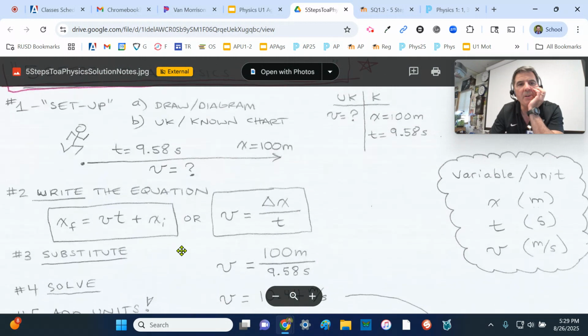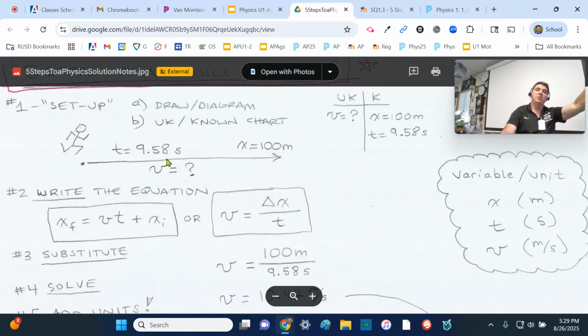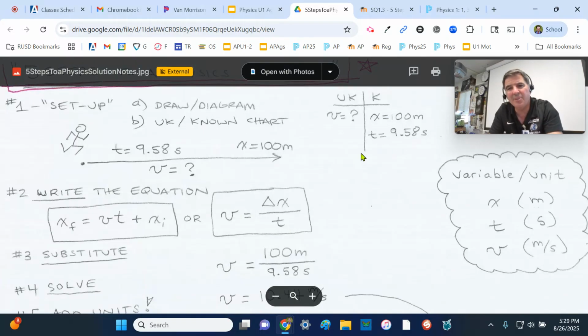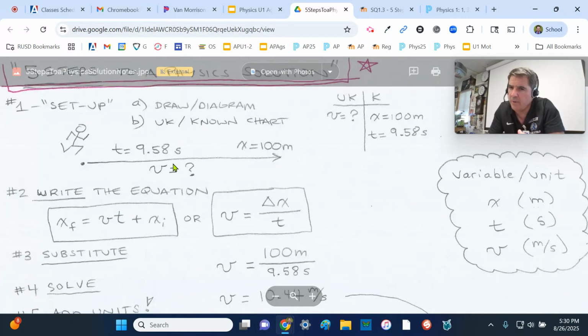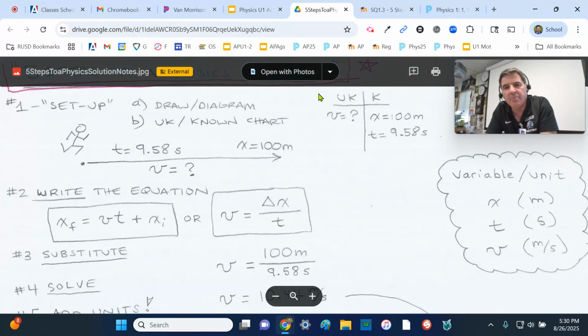Okay. So up here, 1, setup. Draw a diagram, or you can do a known and unknown chart. But I would rather you put the knowns and unknowns on the drawing, not on the chart like this. This chart, some people like it, but it's better on the drawing because it gives you more information because it's on the drawing itself. I would say 95% of you should do the drawing, and then stubborn people might do the chart, but the drawing's better.